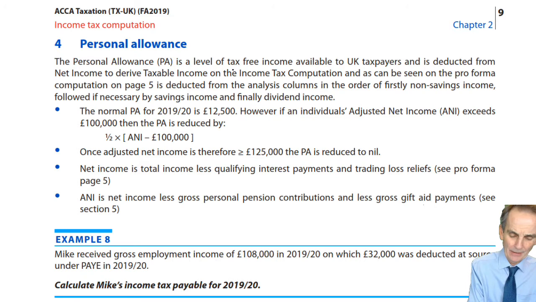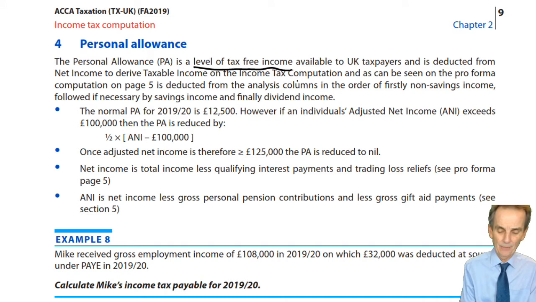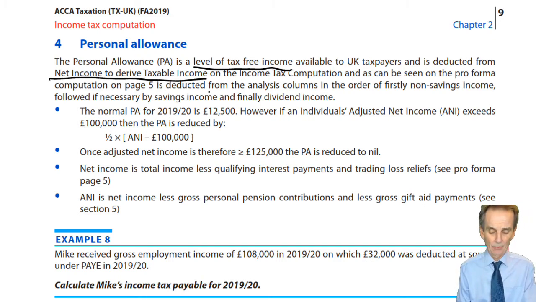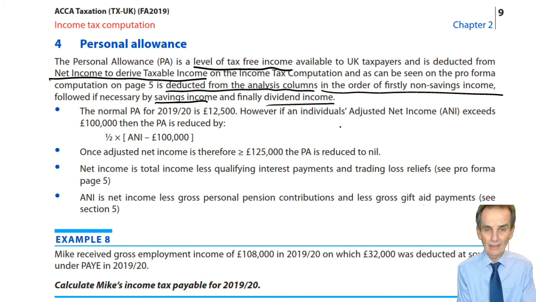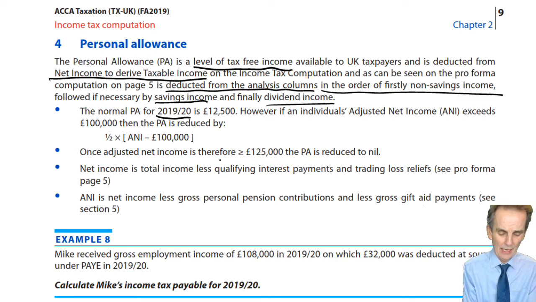Again, we know what the personal allowance is, this level of tax-free income, currently £12,500, available to UK taxpayers. What do we do with it? We deduct it from net income to derive the taxable income on the income tax computation, as we've seen on the pro forma on page 5 of your notes. It is deducted from the analysis columns in that order: firstly non-savings, savings, and finally, if relevant, dividend income. As we just said, our normal personal allowance for the current tax year 19/20 is £12,500.